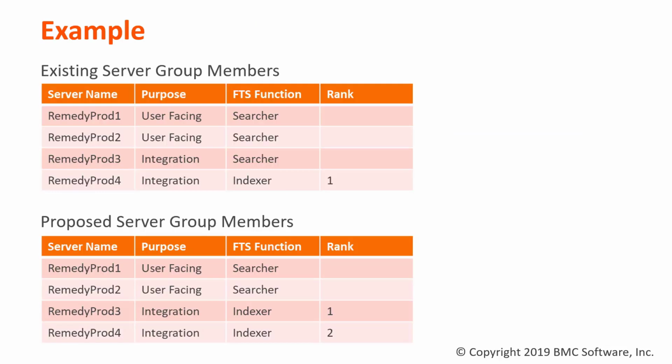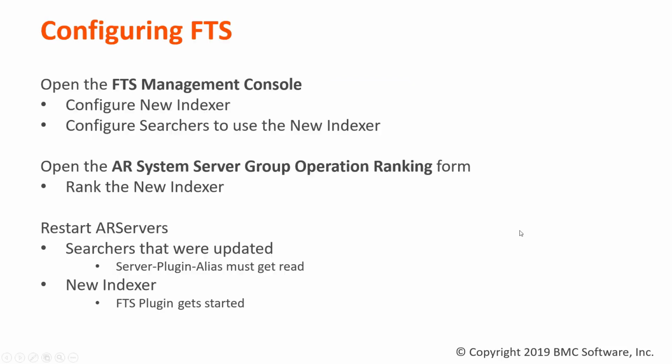Let's take a look at another example. In this environment, I have 4 servers. 3 of them are just searcher servers and 1 is an indexer server. I want to add an indexer, so I'm going to have 2 of my servers be searchers and 2 of them be indexers. So let's look at how you would configure this.